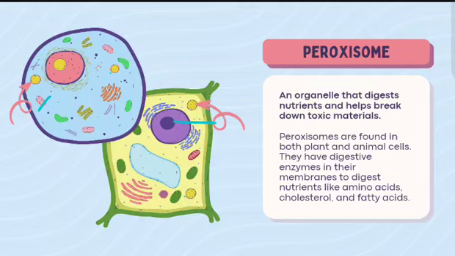Understood. And then an organelle that digests nutrition. So it digests nutrition and helps break down toxic material. It helps to break down the toxic material and digest nutrition which is given by the previous organelle. Okay, understood. Then let's go.